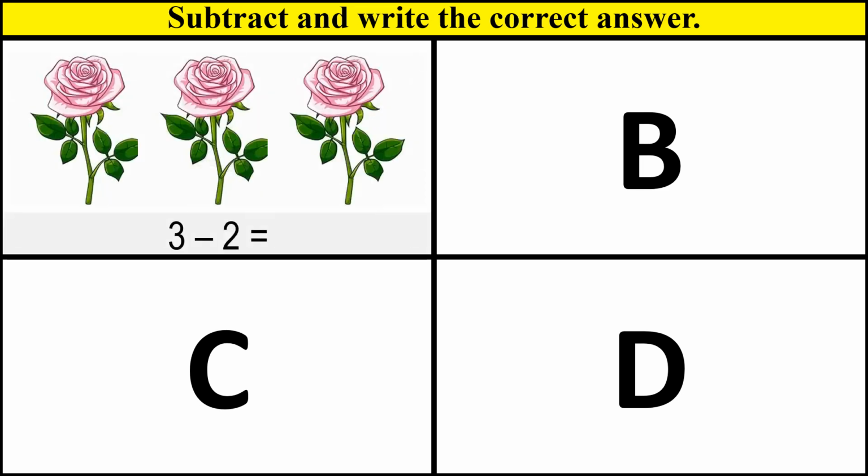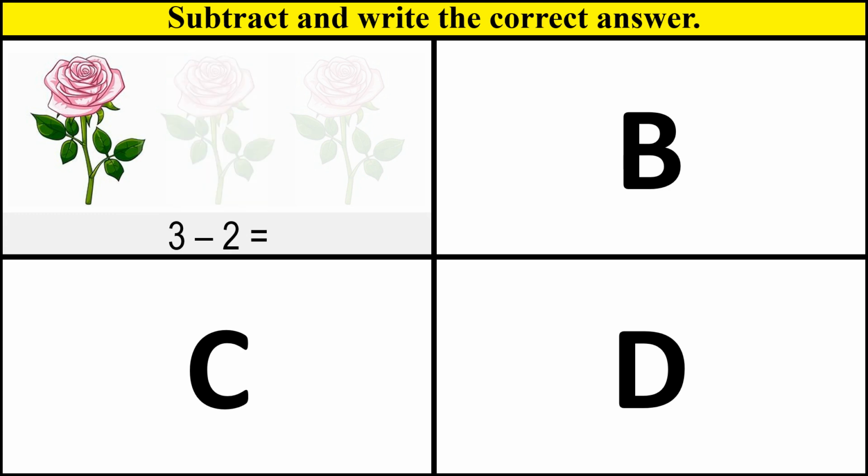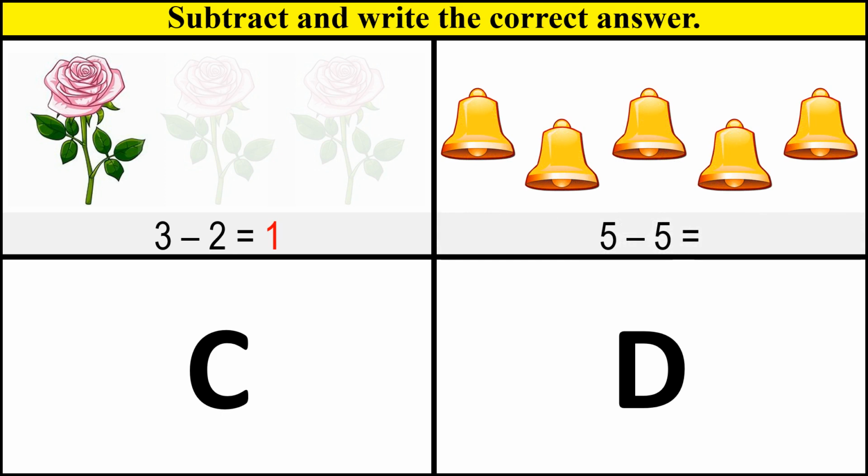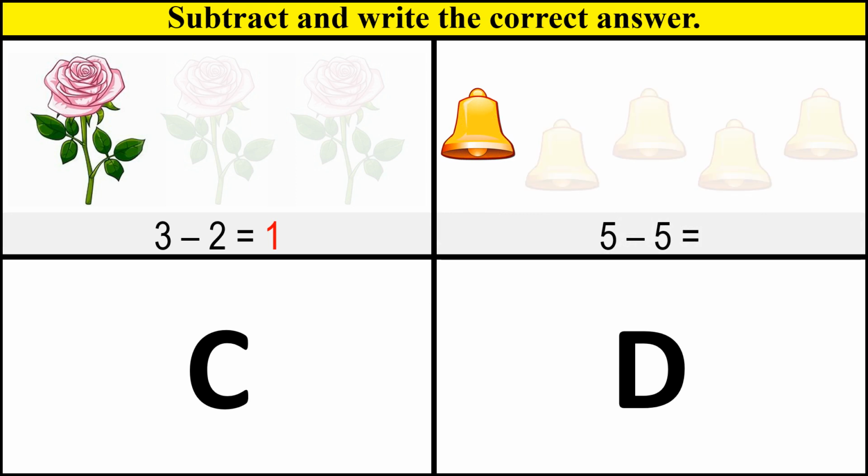Okay, the first one is 3 minus 2. Okay, let's say 3 minus 1, 2. There remains only 1, so 3 minus 2 equals 1. The next one, 5 minus 5. Let's say 5 minus 1, 2, 3, 4, 5. There remains nothing. So 5 minus 5 equals 0.